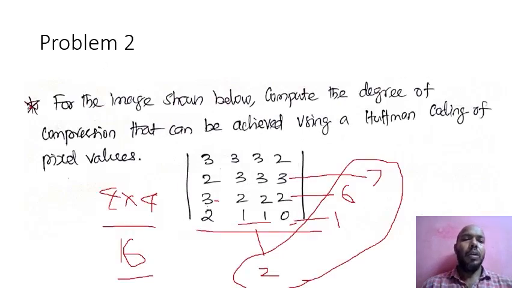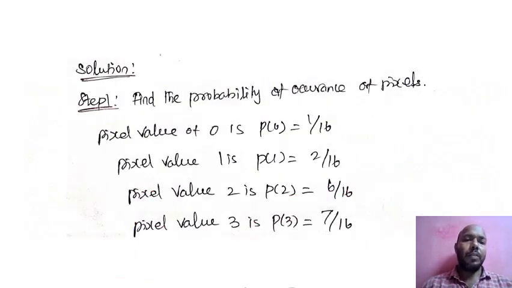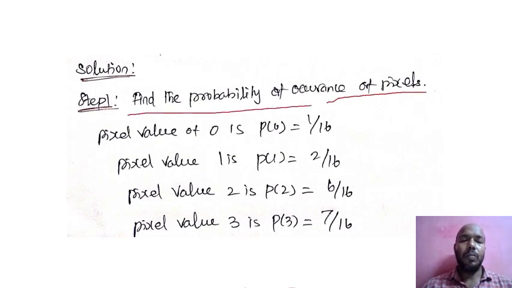Yes. So what is the step? First step is we have to find the probability of occurrence of the pixels, because it is not given in the problem. From the matrix pixel values we are calculating. That's what we calculated in the previous slide. So pixel value 0 occurred only one time. So now we are going to calculate the probability.